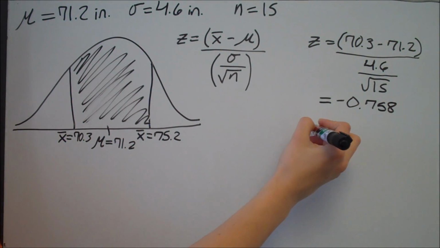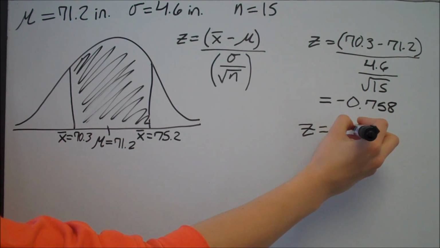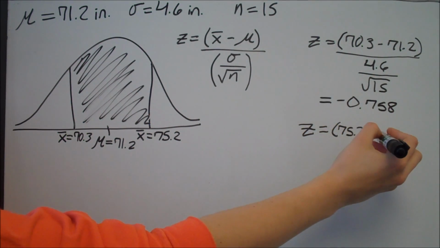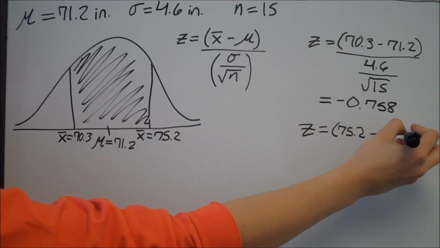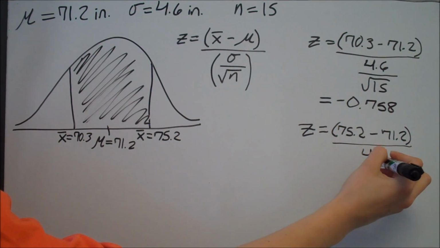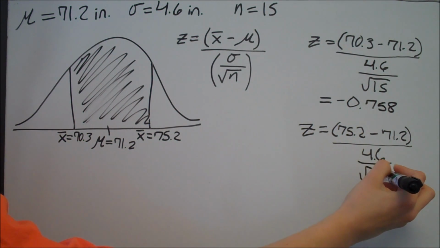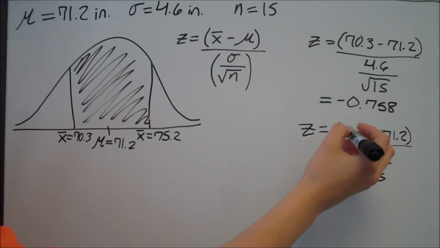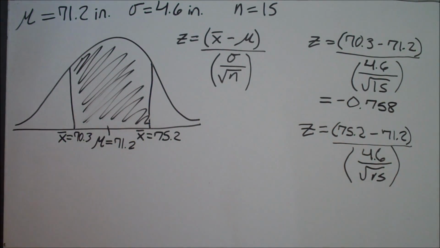And our next limit is 75.2. So let's plug that into the formula. z equals 75.2 minus 71.2, our mu, over 4.6 over the square root of 15, our n. I'm going to go ahead and put parentheses around these too. When we calculate that, we should get 3.37.